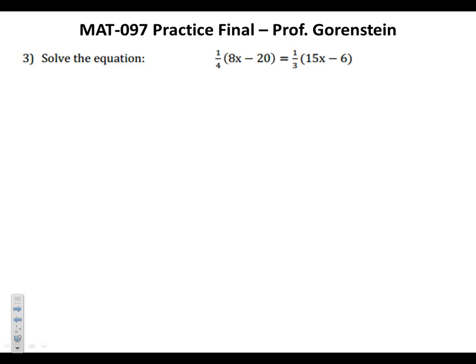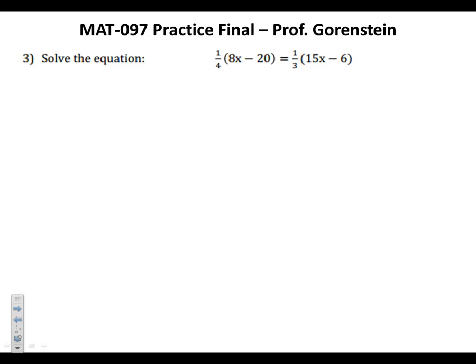In problem 3, we have another algebraic equation to solve. Now, normally, a good rule of thumb is when you're dealing with an equation that contains fractions, you can eliminate the fractions in your first step by multiplying both sides of the equation by the LCD, the least common denominator. In this case, that would be 12.